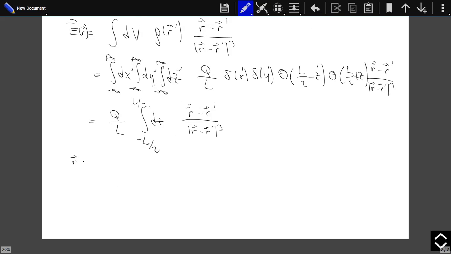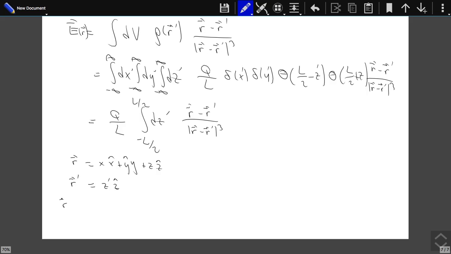Now, r vector is equal to x in the x direction plus y in the y direction plus z in the z direction. Similarly, for r prime vector, it's x prime in the x direction, but we said that x prime is 0. Y prime in the y direction, similarly, we said that y prime is 0. The only thing is the z prime coordinate. This is equal to z prime in the z direction. This is r prime. Essentially, r prime is the position of the charge that is creating the electric field, and we are calculating the electric field at the position of r.